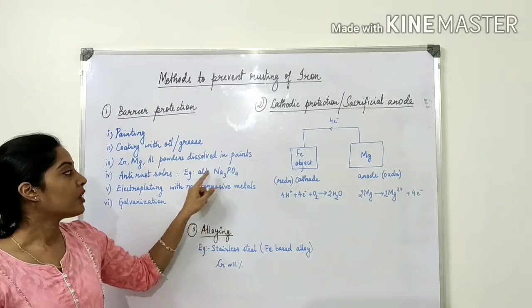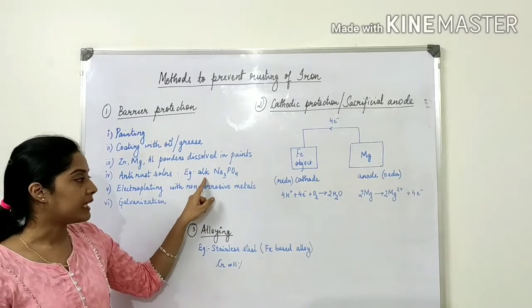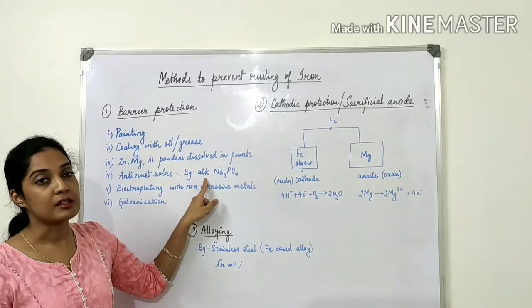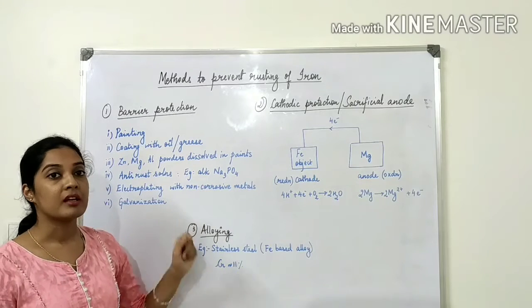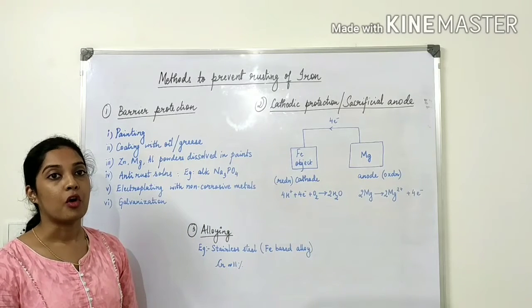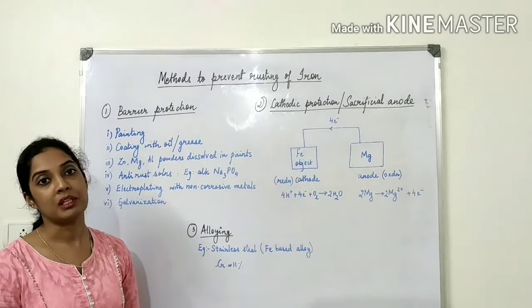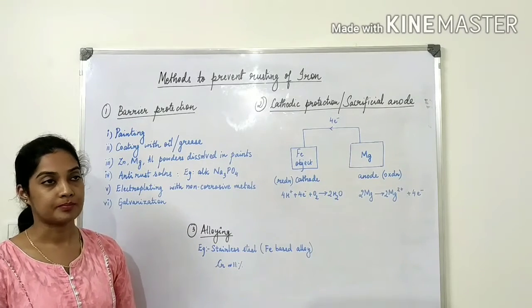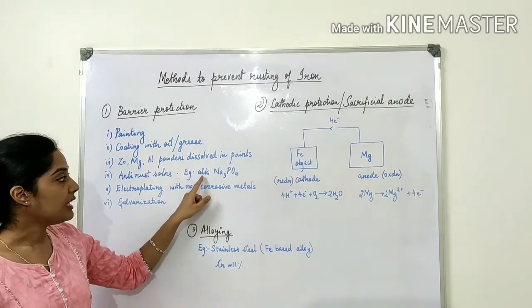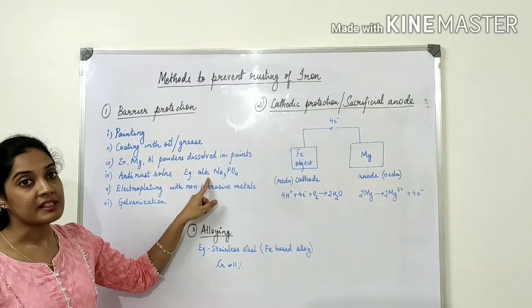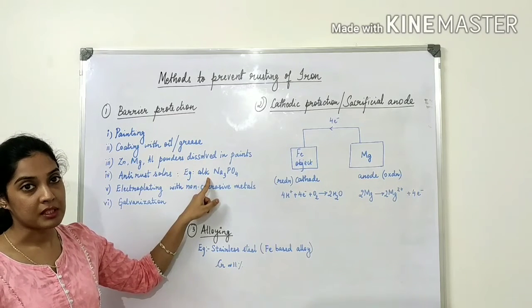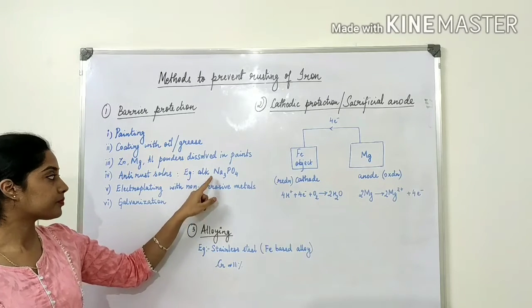For example, iron, when dipped in boiling and strongly alkaline sodium phosphate solution, results in the formation of a protective insoluble layer of iron phosphate. The strongly alkaline solution decreases the availability of H+ ions, which is important in the process of rusting.